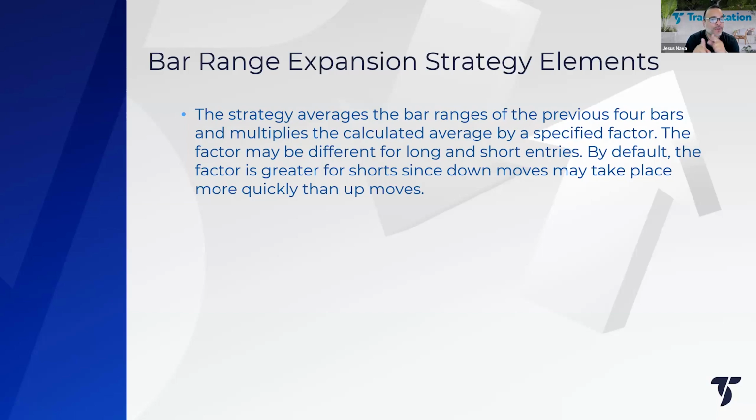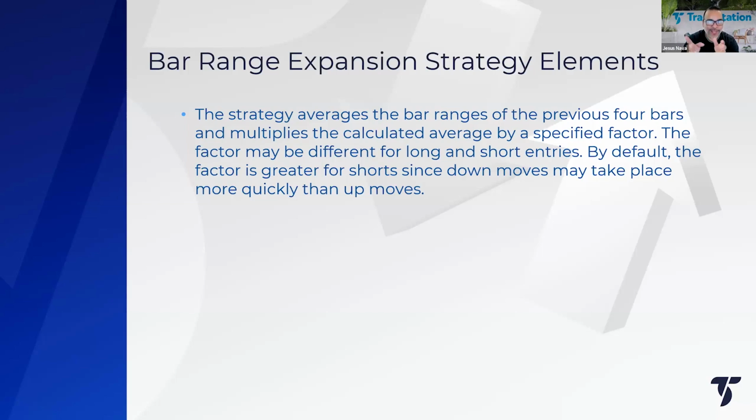And then it multiplies this average by a specific factor. This is a factor that is declared as an input, and you have the ability to modify that input. This factor is going to be used to set our entries for long and for short. By default, the factor is greater for shorts, since down moves may take place more quickly than up moves. You're going to see that in the strategy from the get-go.